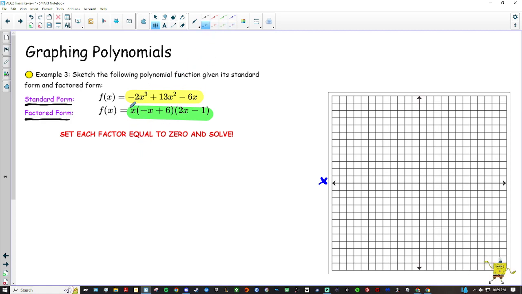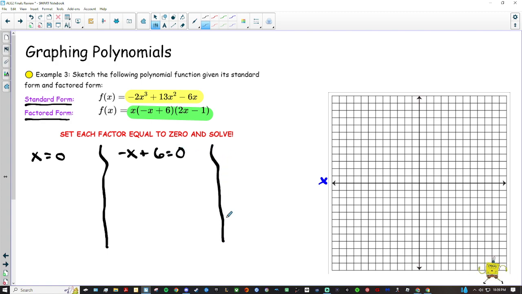So I have x equals 0. I have negative x plus 6 equals 0. And I have 2x minus 1 equals 0. So hopefully we're getting better at solving an equation. I draw my squiggles down my equal signs, and I'm going to solve each one of these all by itself.